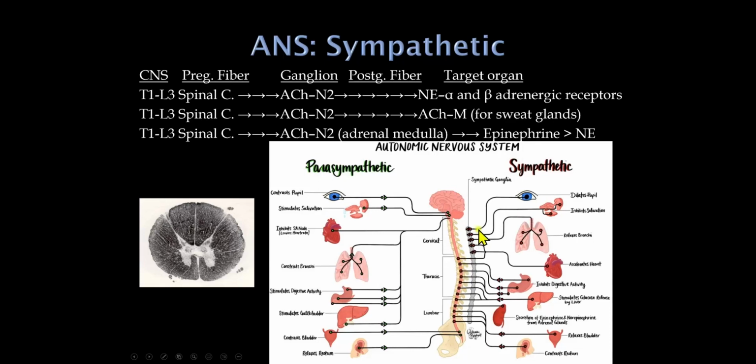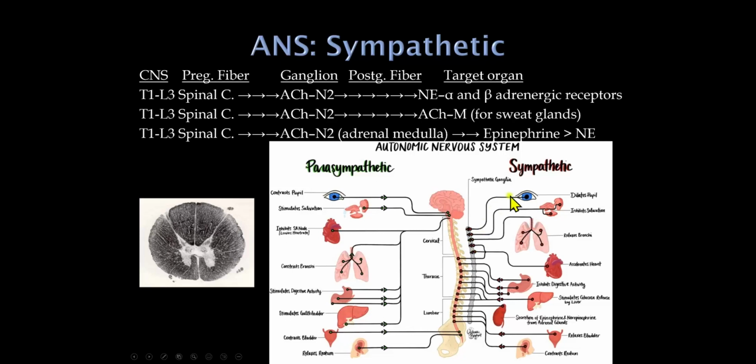Okay, so sympathetic, again, there's a ganglion. So we have these prevertebral and paravertebral ganglia that anatomy talked about. And it's just like with the parasympathetic system. We said this is acetylcholine, nicotinic 2 receptors. These are also acetylcholine, nicotinic 2 receptors.